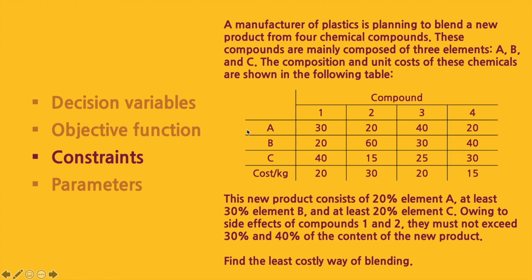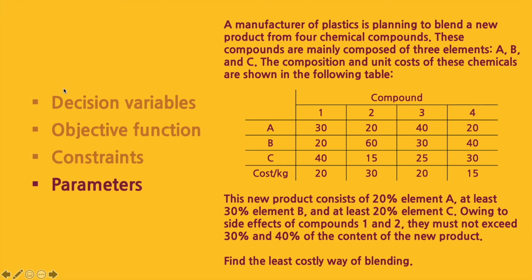The next one is the constraint. Constraints are inequalities or equalities that define restrictions on decisions. In this example, there are restrictions on the proportion of the elements and compounds. So these are the constraints in this problem.